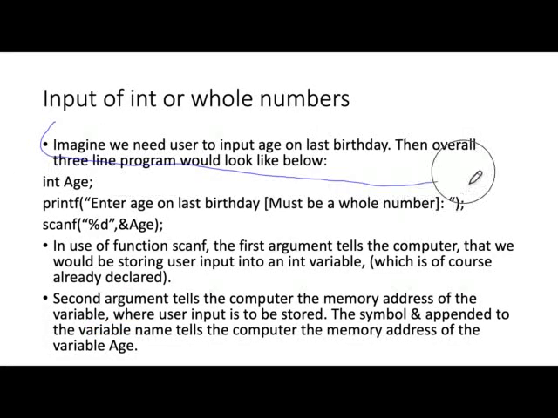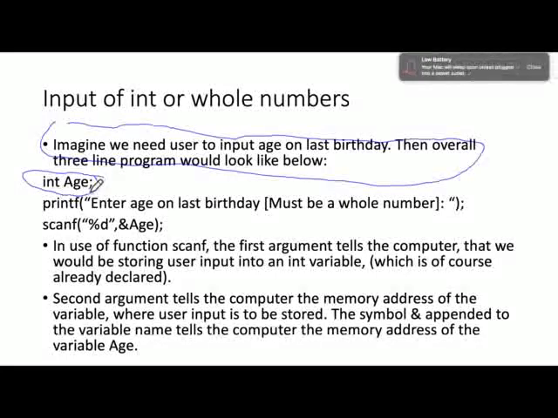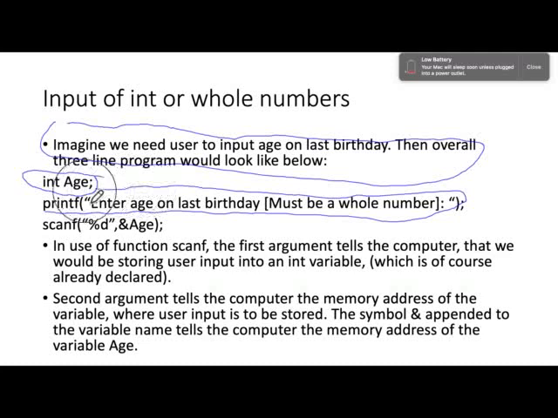Imagine that we need user to input age on last birthday. Then overall 3-line program would look like this. We declare a variable to hold the age on last birthday, int age. Okay. And then we do output using printf that, enter the age on the last birthday. It must be a whole number. And then we do scanf.